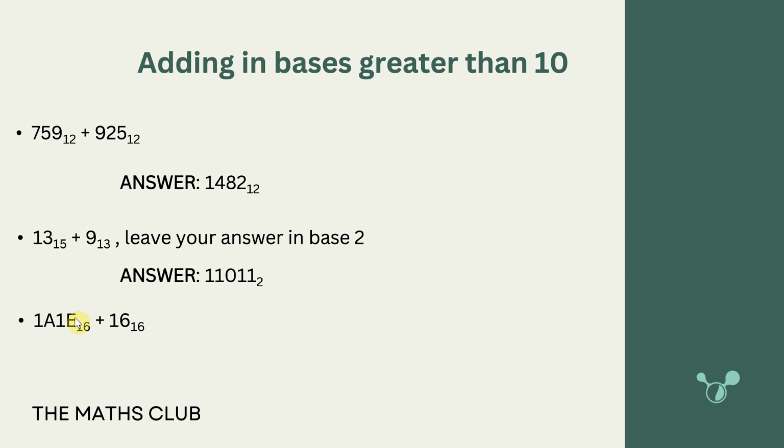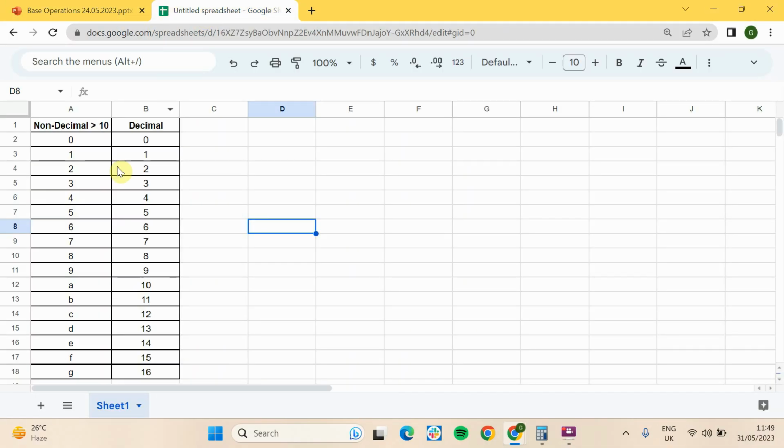So I did a small sheet here, so you can see non-decimals greater than 10. If we had numbers from 0 to 9, that is 0, 1, 2, 3, 4, 5, 6, 7, 8, 9. If I was working in base 11, I would need numbers up to 10. But in our normal decimal system, the counting numbers were from 0 to 9. So that's where we now introduce the alphabetical order. If I was operating in base 11 and needed an extra number, that extra number would be A.